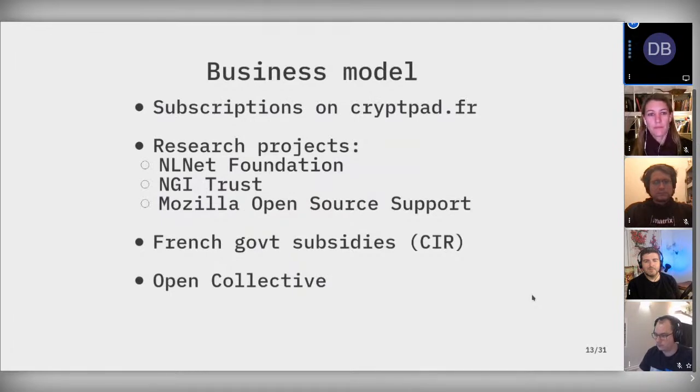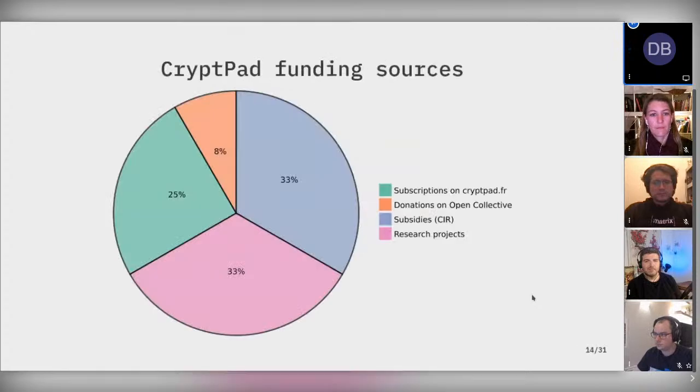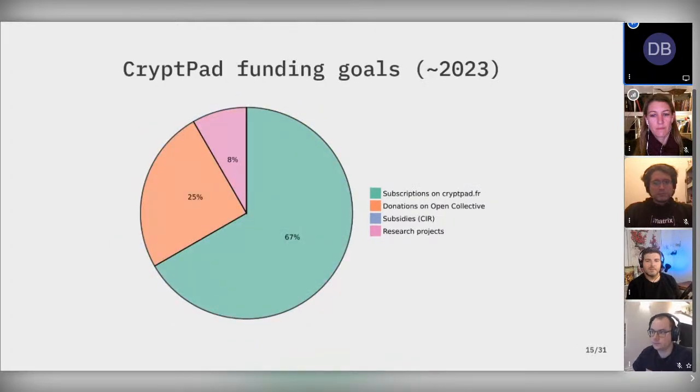So these are research projects that have a set of features associated to them, and we get funding to develop them. And then we also get subsidies from the French government. And we have an open collective for donations. And so at the moment, these are roughly 1/3 each between research projects, subsidies, and then subscription and donations. And so in the next 2 years, our goal is to become financially sustainable on subscriptions and donations alone. So that's our kind of horizon at the moment.